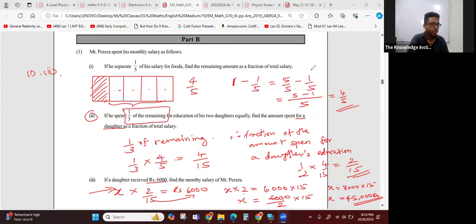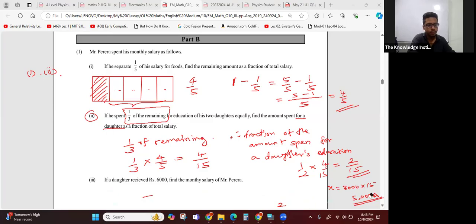Okay, yeah, sure. I'll explain the third question again. I'll do the Roman number 6. It says if a daughter received 6,000, find the monthly salary of Mr. Pereira. Now we have found the fraction that a daughter received for her education, which is 2 out of 15.